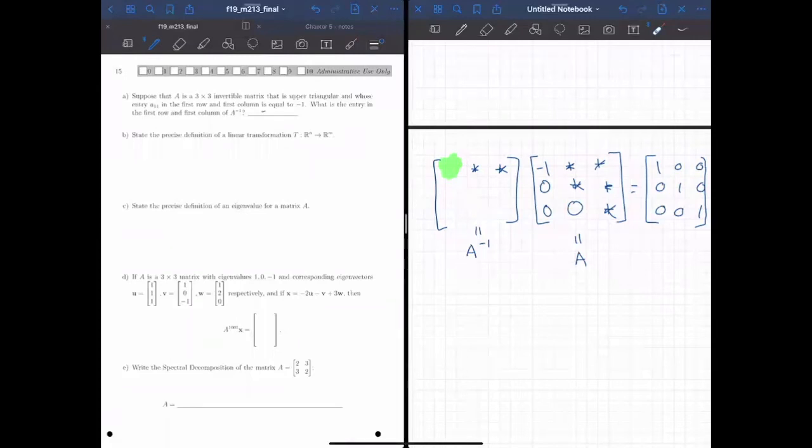Okay, question. Yeah. So A inverse times A is the identity matrix, but what about A times A inverse?